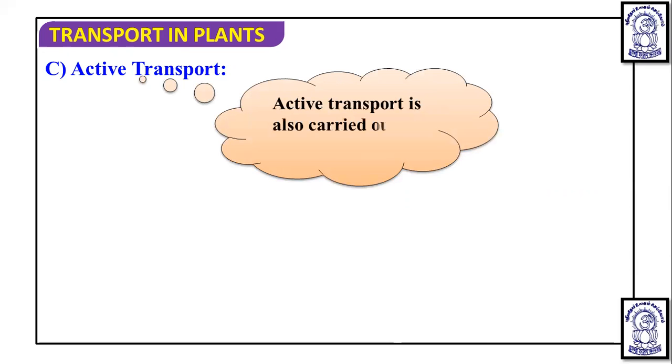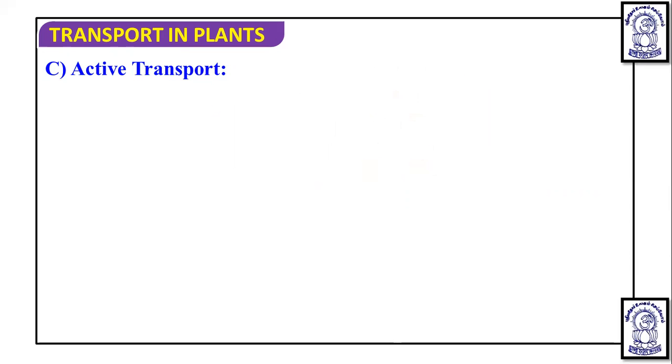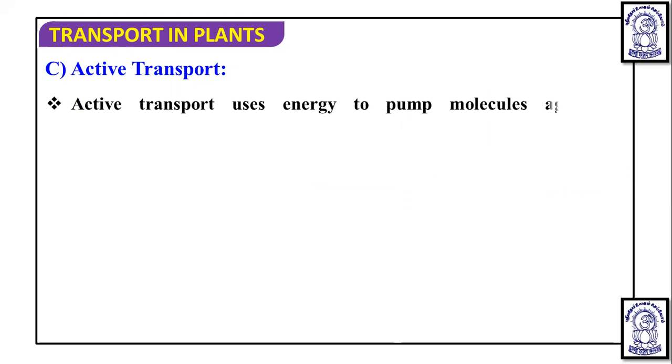Now we have to talk about active transport. After the passive transport discussion, next we discuss active transport. As we have discussed, active transport occurs against the concentration gradient, that is from low concentration to high concentration. Active transport is also carried out by a membrane protein, and these membrane proteins are known as pumps, whereas the membrane proteins involved in facilitated diffusion are known as channels. So active transport uses energy to pump molecules against the concentration gradient. Wherever the molecules are in low concentration, if they are moving to the higher concentration, then we call it active transport.